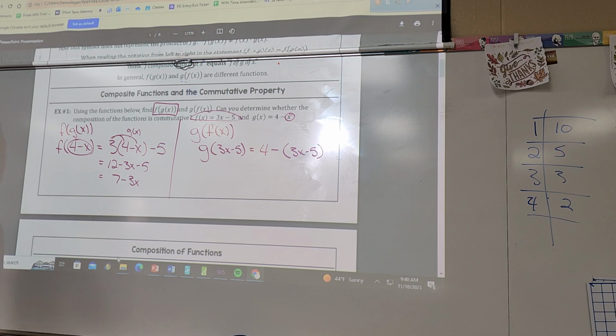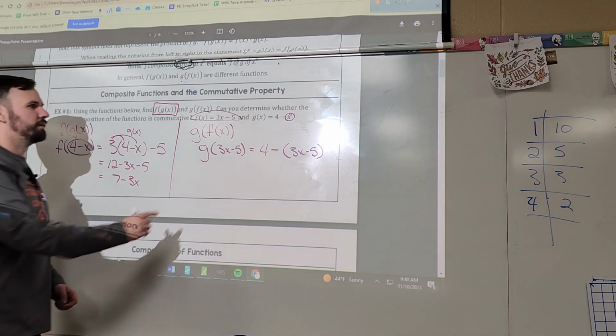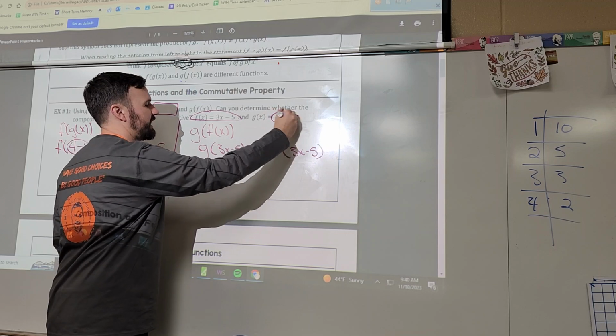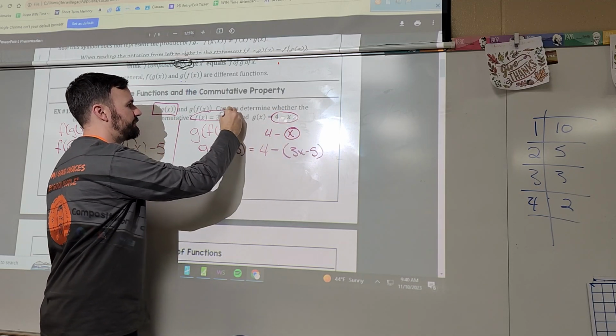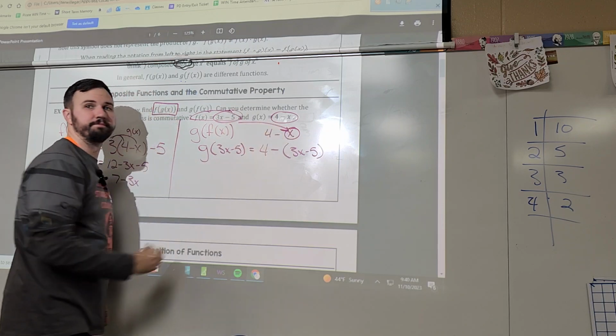Okay? What's up? How did you get, like, I get the g of 3x minus 5, but then I don't get the 4 minus 3x minus 5. Do you see how this is 4 minus x, right? Yeah. So wherever I see that x, I'm substituting that equation in.